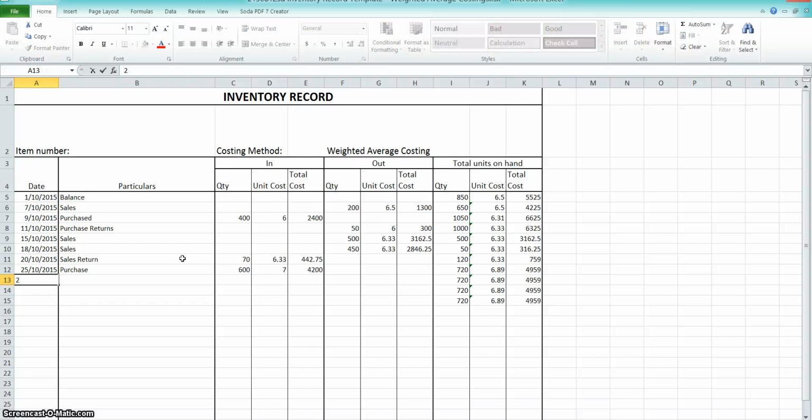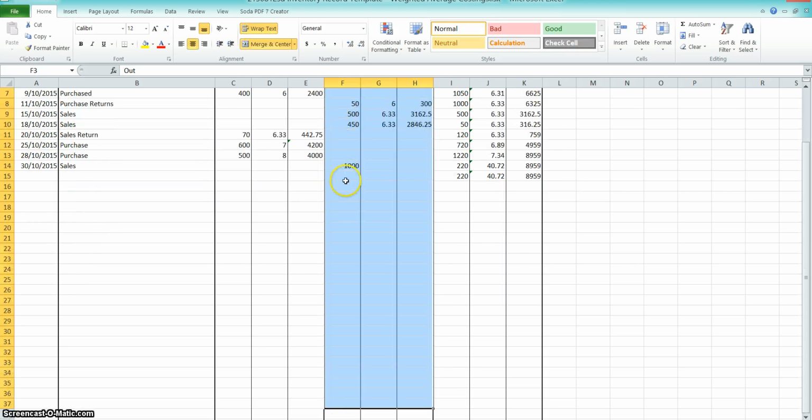Alright, so on the 28th of October, we've got purchase goods at $8 each. So it's a purchase, there were 500 goods purchased at $8. So we're going to find out the total cost. And there you go, automatically updated for us. Okay. On the 30th, sold 1,000 goods. So it's a sale. That means those 1,000 goods are going out. Out column. Yep.